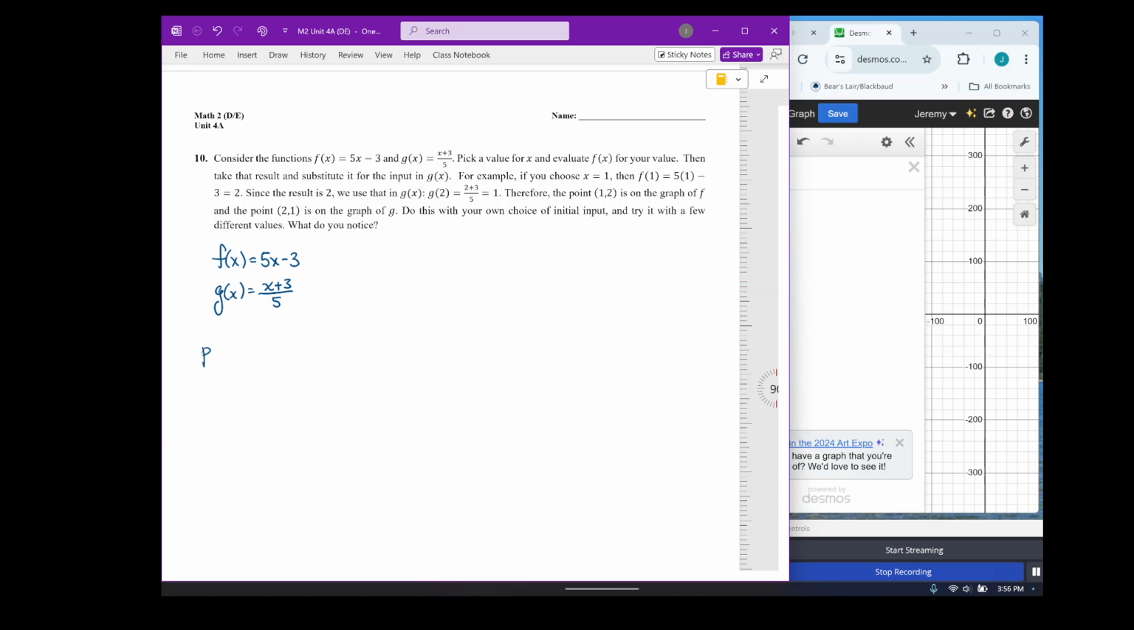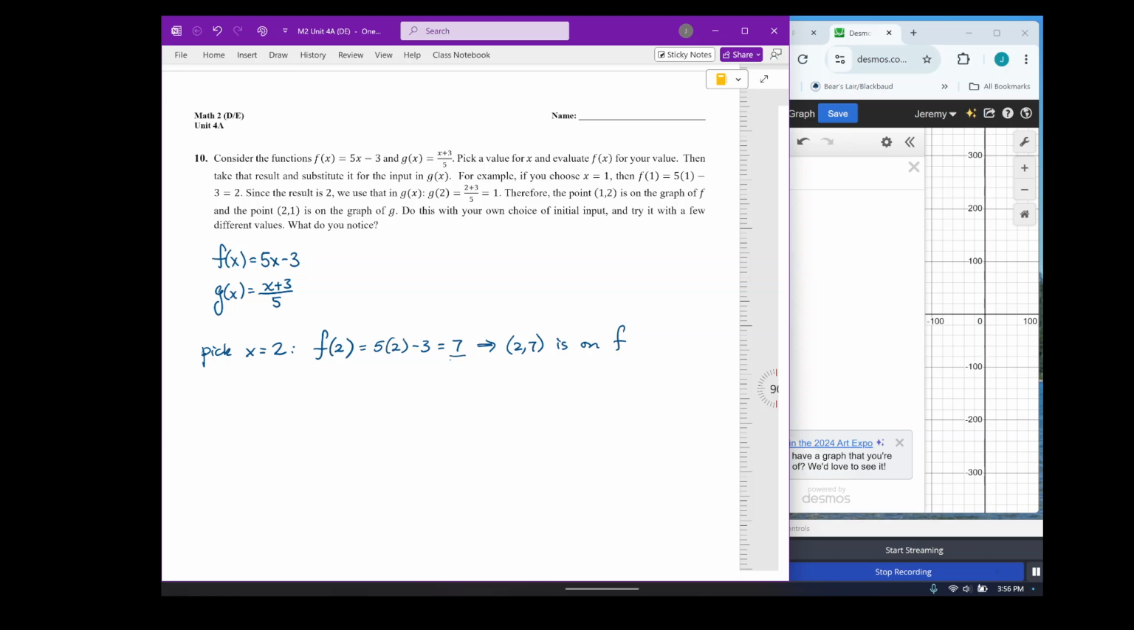So let's pick x equals 2, just to try it. Then we want to figure out what f of x is when x is 2. So f of 2 is what we're looking for. The way we find out what f of 2 is, we just plug in 2. It means what's y when x is 2. So if we plug in 2, it's 5 times 2 minus 3, which is 7. So this means that on f, we have the point (2, 7). So let me write that out. Therefore (2, 7) is on f.